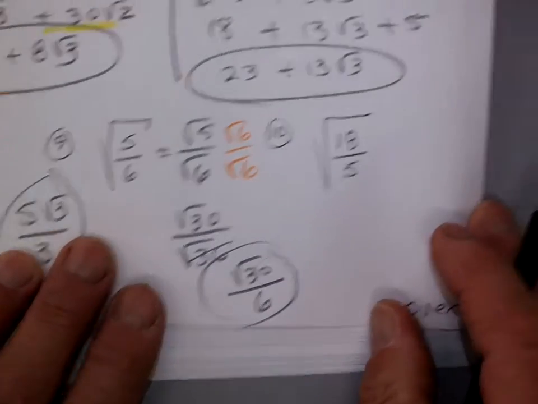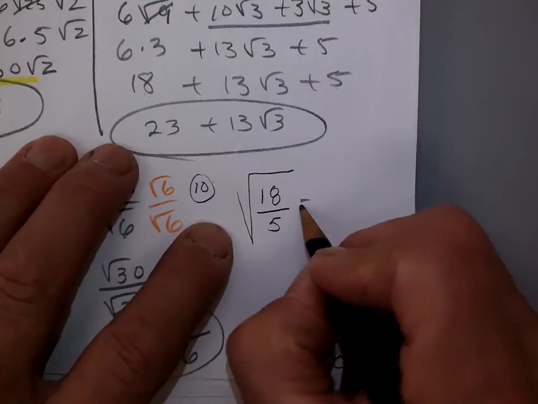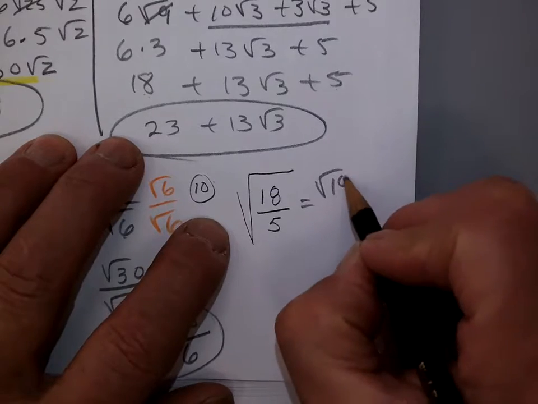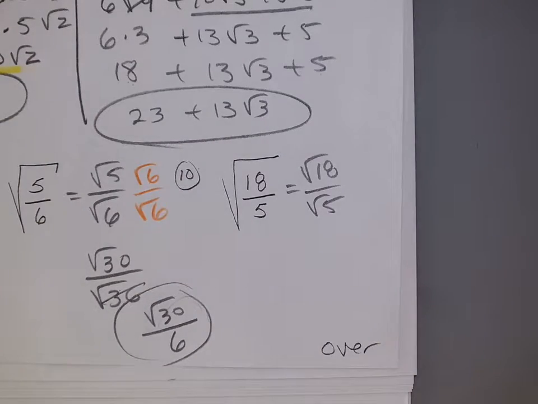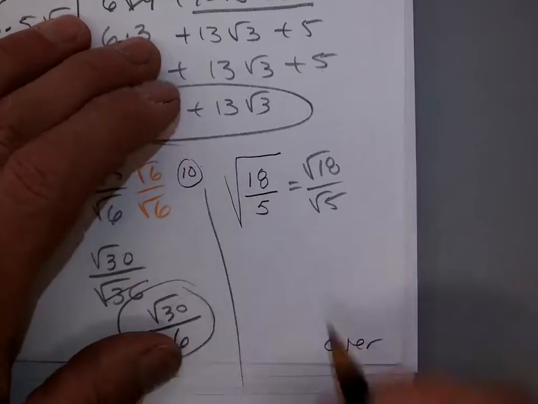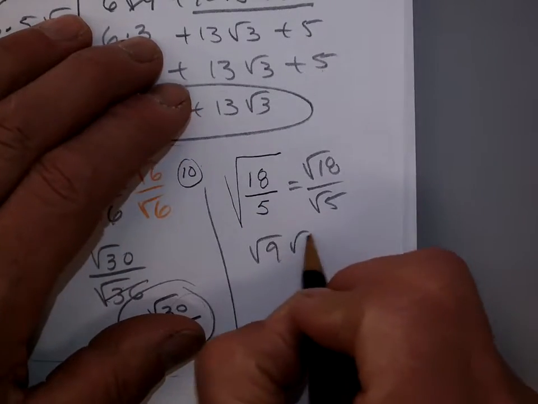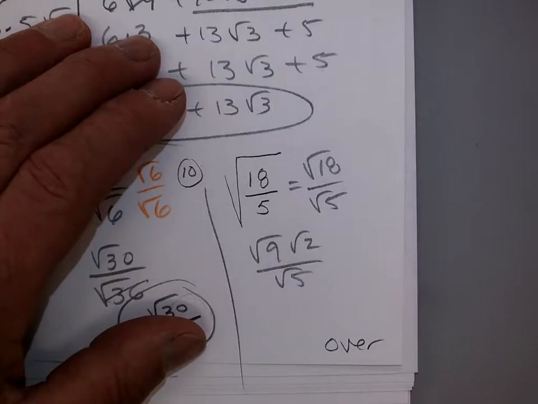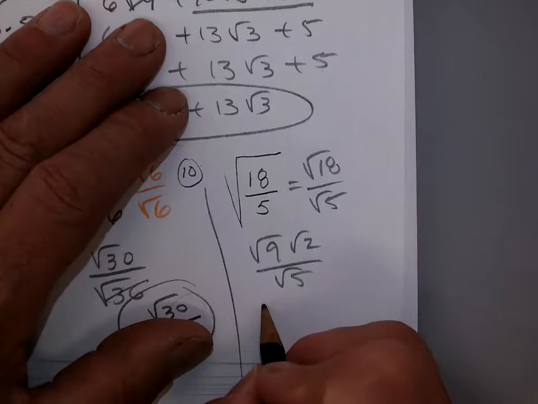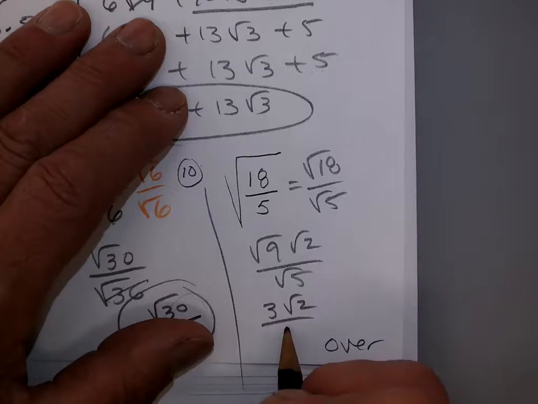Yeah, Isabella. Okay, 10. Let's break it up. We got the square root of 18 over the square root of 5, right? Now 18, we can do something with 18. Before you go ahead and multiply, let's make 18 smaller so we don't have such big numbers to deal with, right? So we can reduce the 18 to square root of 9, square root of 2, over the square root of 5, which is 3 square roots of 2 over the square root of 5.